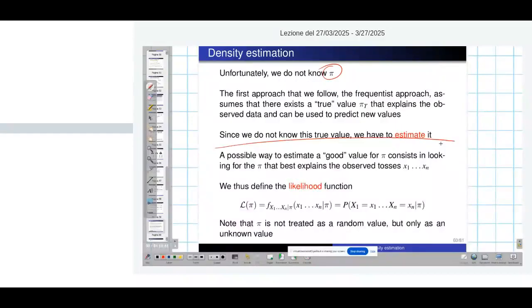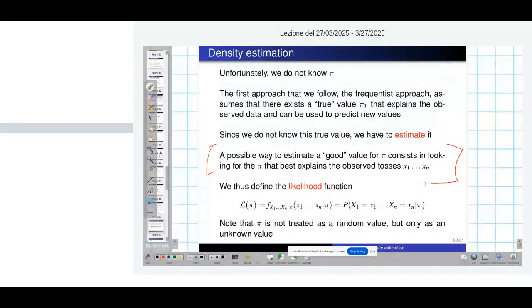We said we follow a frequentist approach, so we assume that there is a hidden, unknown value that is responsible for the tosses, and if we knew this value, then we would know everything we need to know about the single tosses. The problem is we don't know pi, so we need to estimate pi. A possible way, the way that we will follow, is a possibly intuitive approach. I hope it's intuitive.